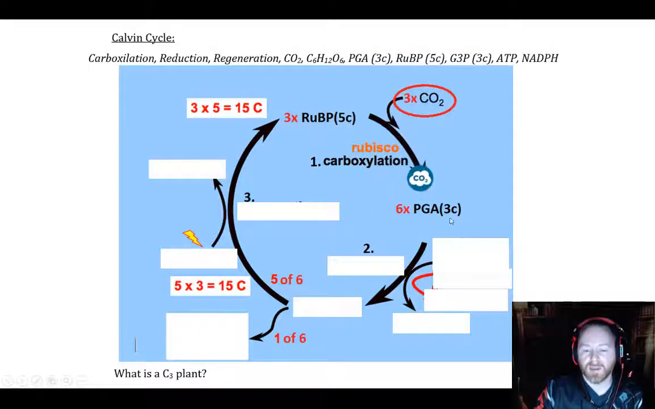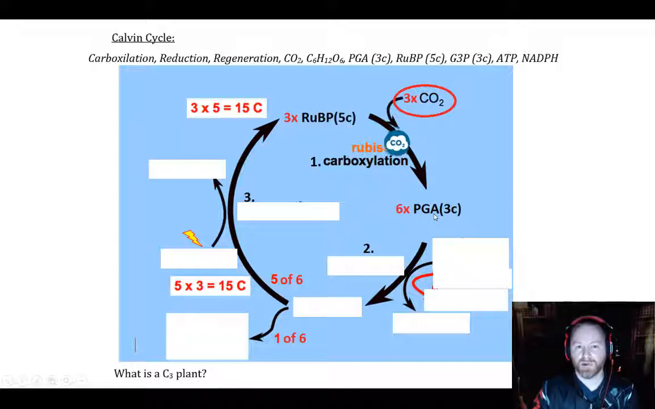Why PGA? PGA is a temporary storage molecule for carbon. That's pretty much it. We don't know if the plant actually needs all this carbon right now.